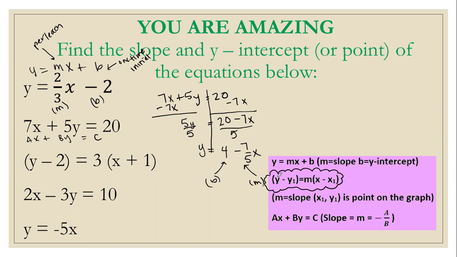So it's in the form of y minus y1 equals m times x minus x1. M represents slope. So which number is in the spot of the m over here? 3. There we go. There's our slope.